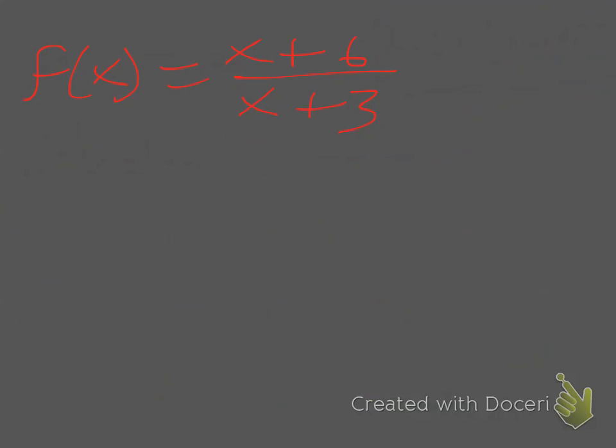First practice problem, f of x equals x plus 6 over x plus 3. Before we can actually take the derivative, we must write this as a product. Now you'll see we actually can't differentiate this, not with the techniques we've learned. We haven't learned the techniques necessary to differentiate this yet. So this is how you would write it as a product.